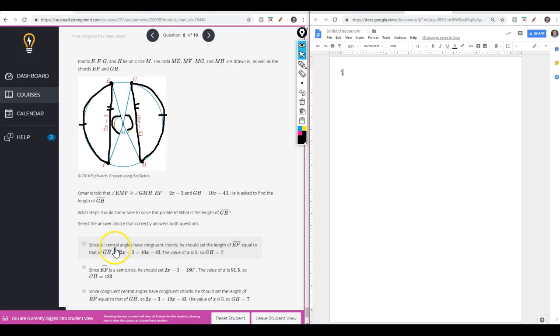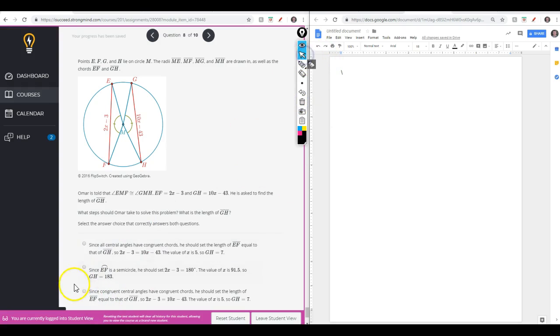It says all central angles have congruent chords, which is not true, because I could have a central angle instead of this MH coming to here. I could have a central angle here, and you can visibly see that this is not the same angle, and this distance right here is not the same distance as that. So, key words, all and congruent. That is the catch.